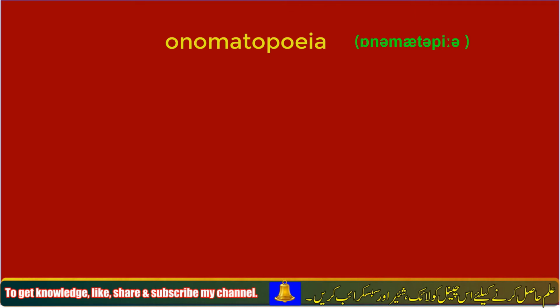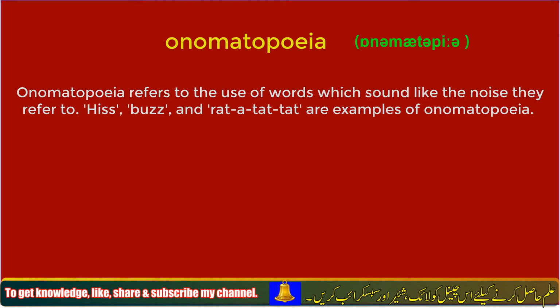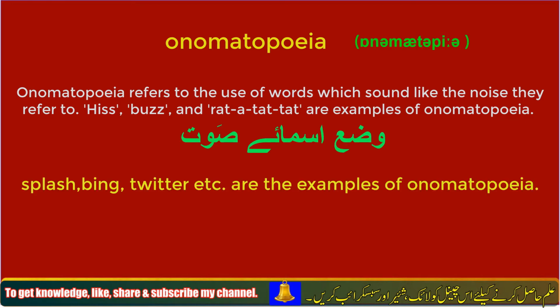Onomatopoeia. Onomatopoeia refers to the use of words which sound like the noise they refer to. Hiss, buzz, and rat-a-tat-tat are examples of onomatopoeia. Splash, Bing, Twitter, etc. are the examples of onomatopoeia.